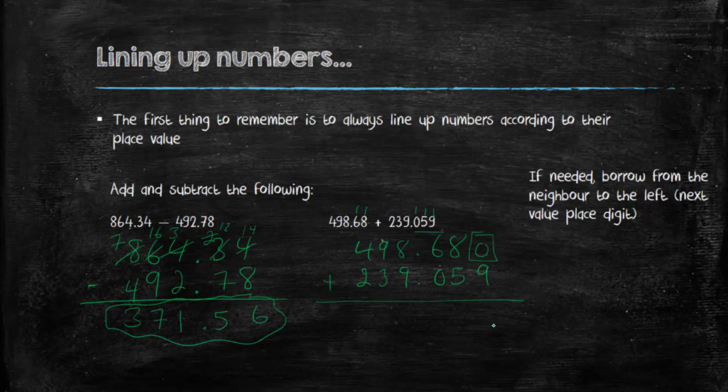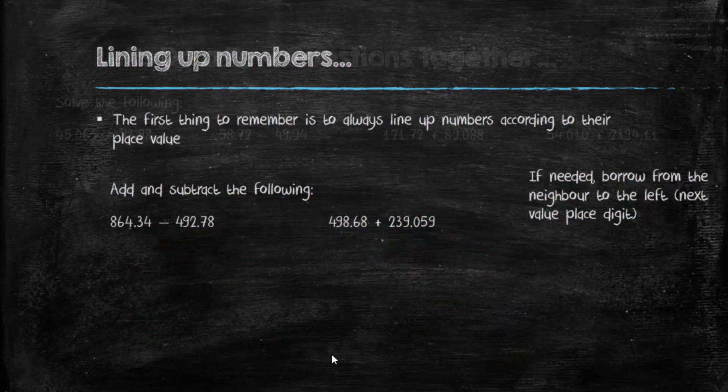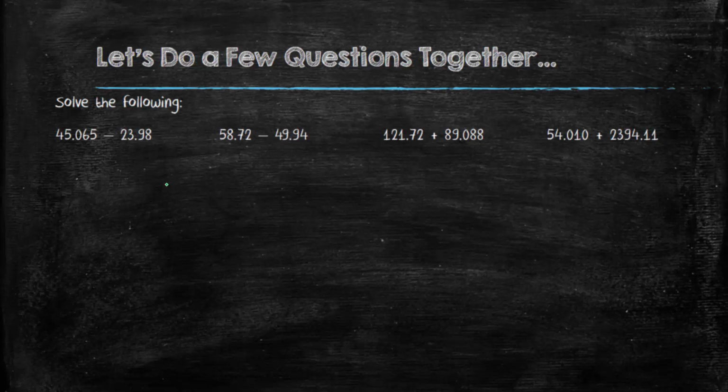So we go ahead and add. 0 plus 9 is 9. 8 plus 5 is 13. So we put the 3 down and we carry the 1 to the next place value. 1 plus 6 is 7, plus 0, that still gives us a 7. We bring down the decimal. 8 plus 9 is 17. So 7, carry the 1. 1 plus 9 is 10, plus 3, 13. 3, carry the 1. 1 plus 4, 5, plus 2, 7. The answer here is 737.739.